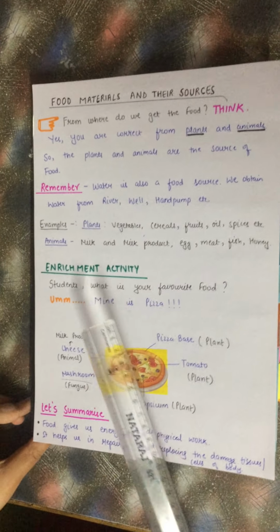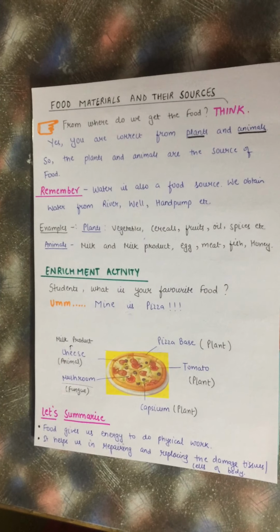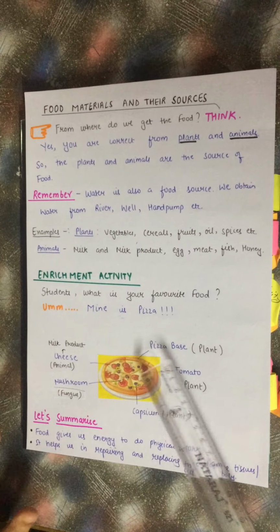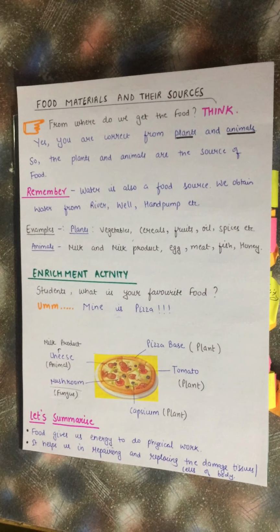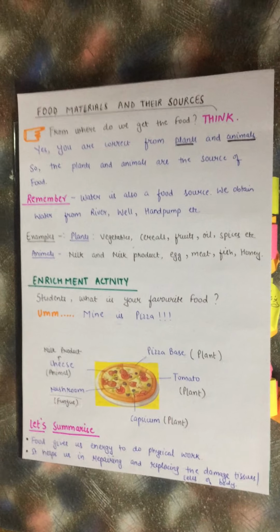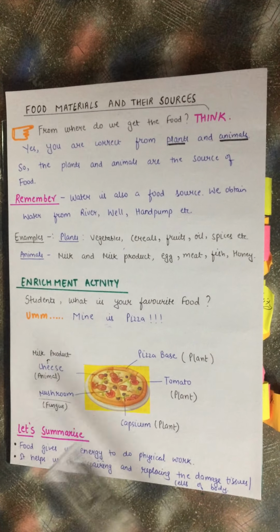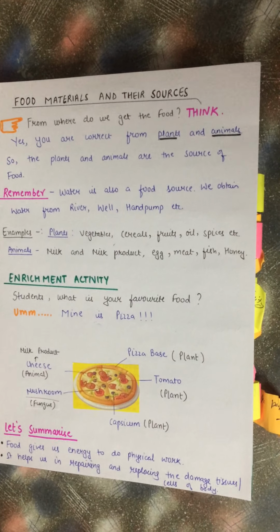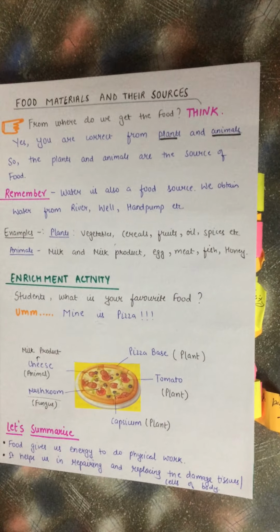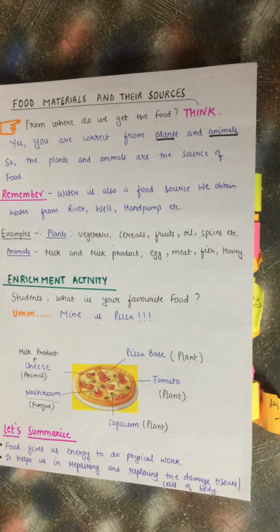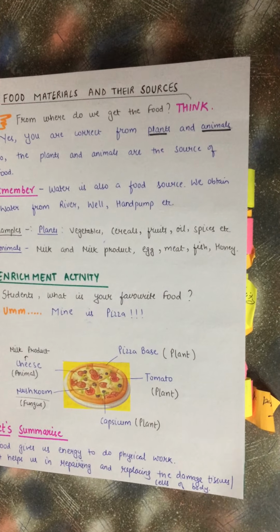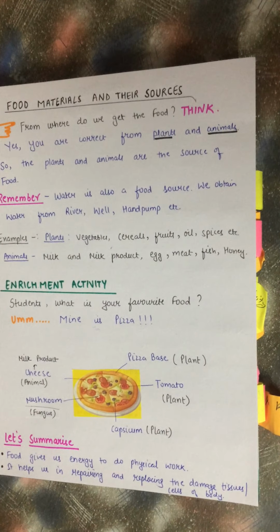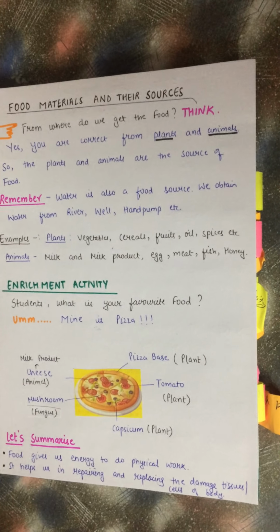Next, students, what is your favorite food? Mine is pizza. So let's see what are the ingredients in the pizza. First is the pizza base. From where do we get the pizza base? Basically, it's made up of maida, which we get from the plants. Next is tomato, which we get again from the plants. Third is capsicum. We get it from the plant. Mushroom. Mushroom is a fungus, which is a heterotroph. Then is cheese. We get the cheese from the animals, which is a milk product.